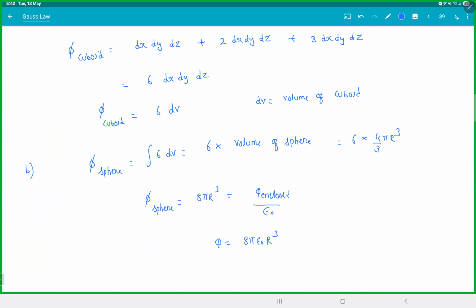This is the second part of it. So once you got the flux in a cuboid, in any region, the flux is simply 6 times volume. So for a sphere, the volume is 4/3 pi r cube. I get the total flux in a sphere. And we know flux is nothing but charge enclosed by epsilon. And we are done.